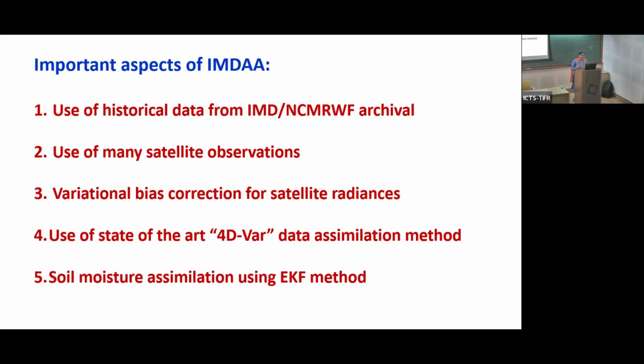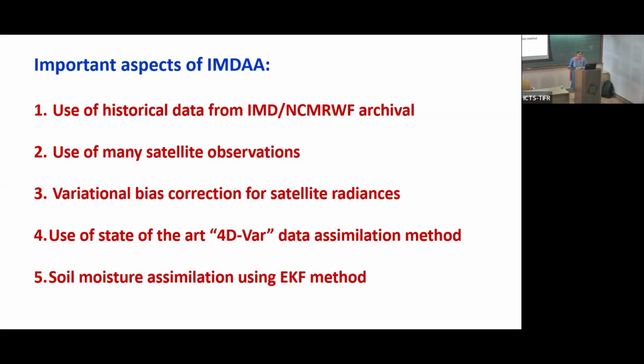Another important thing is the variational bias correction for satellite radiances. Till 2015, we were using the static bias correction for satellite radiances. So the bias correction files are static; with respect to season, or monthly, or once in 3 months, we may have to change the static bias file. From 2015 onwards, we changed that static bias correction to variational bias correction.